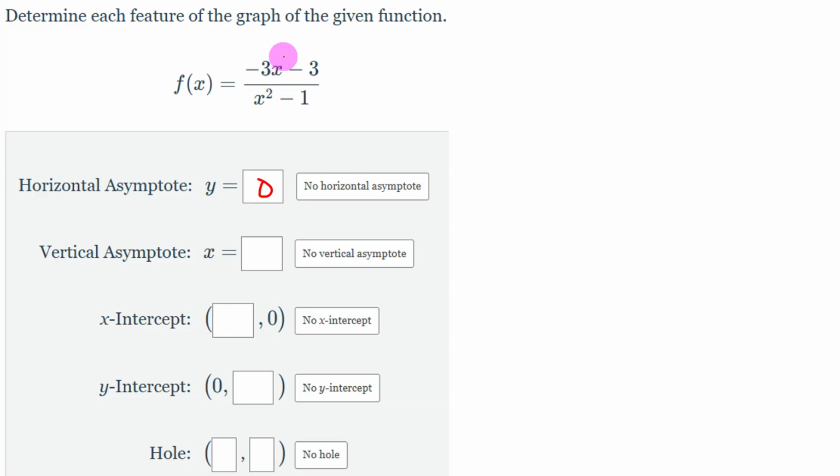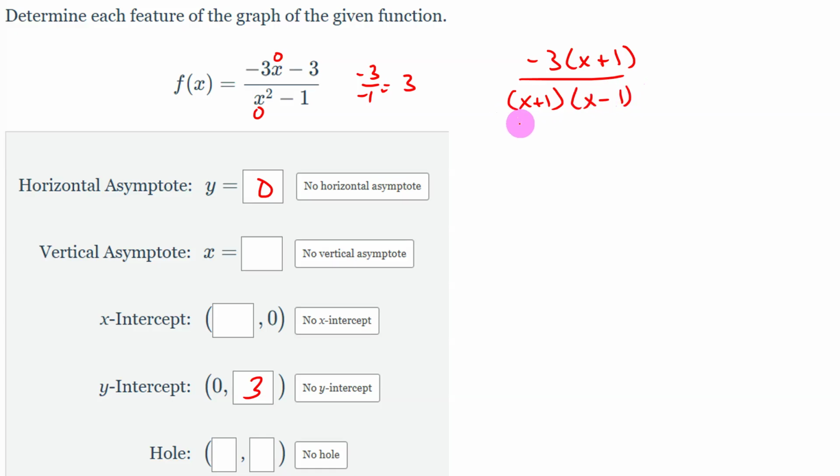So for the y-intercept, I put in 0 here and 0 here and just get negative 3 over negative 1, which is just 3. Now we factor out a negative 3, x plus 1. Down here, this is x plus 1, x minus 1. This is where some students get confused because now we say x can't be negative 1 and x can't be positive 1. Well, this comes from here and that cancels out. So that's the hole.